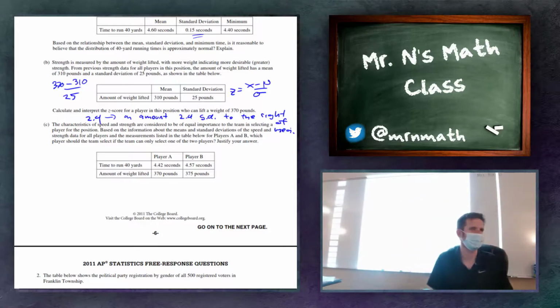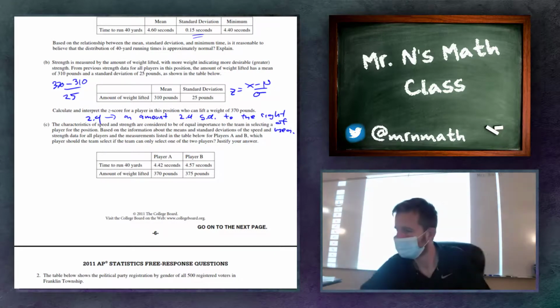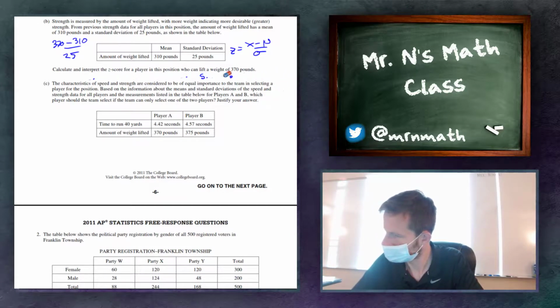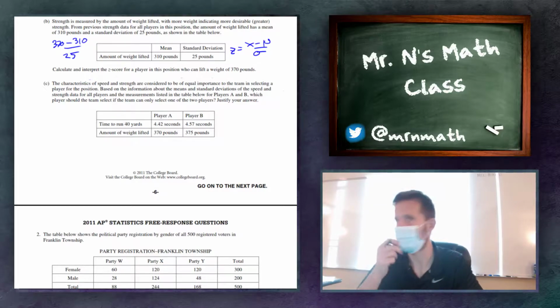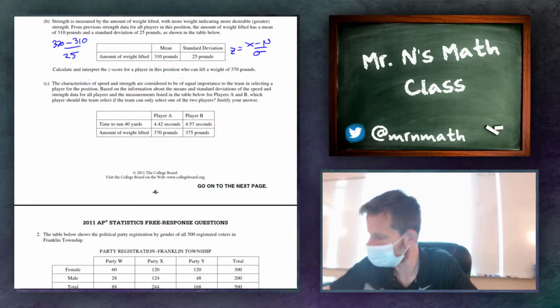So now we're getting at the crux of what this problem is asking. The characteristics of speed and strength are considered to be of equal importance. Based on the information about the mean and standard deviations of the speed and strength data for all players and the measurements listed in the table for players A and B, which player should the team select if the team can only select one of the two players? Justify your answer.